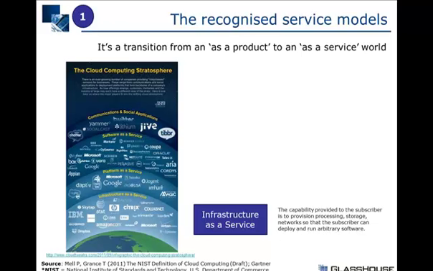So starting at the bottom and working upwards, we have infrastructure as a service. This is where the subscriber of the service procures basic processing, storage and networks on top of which they will build, deploy and run their own arbitrary software. Examples of this might be Amazon's EC2.